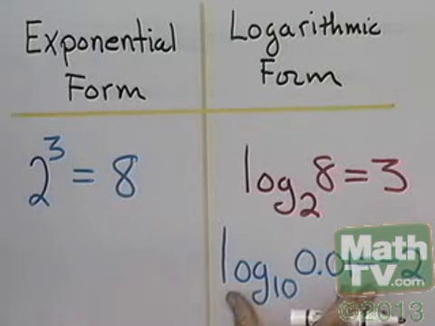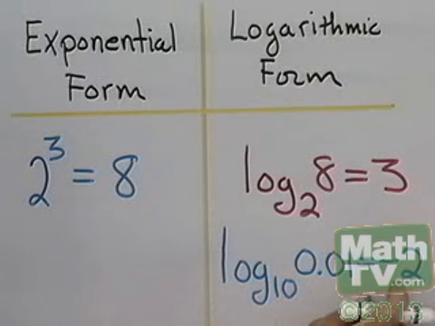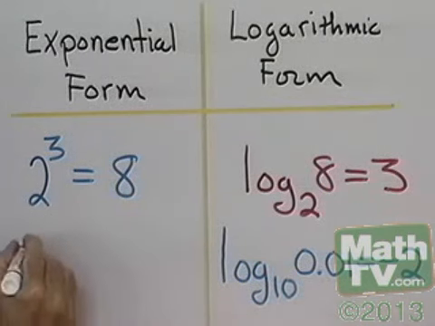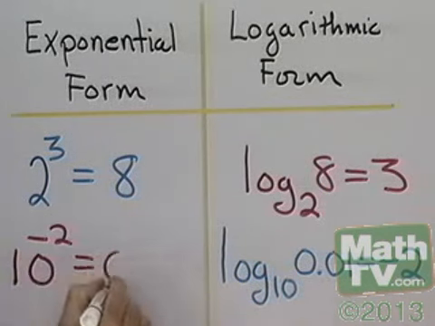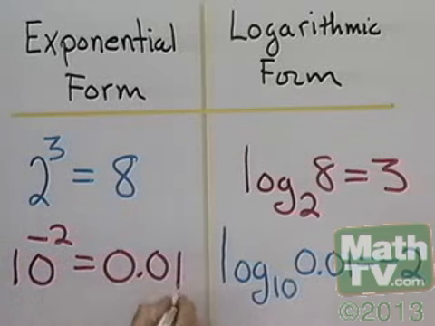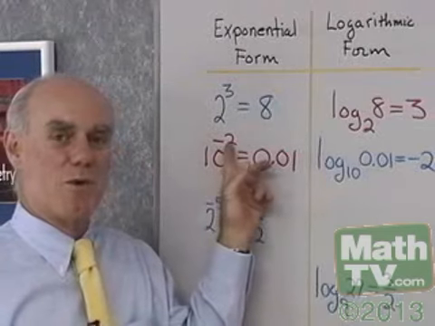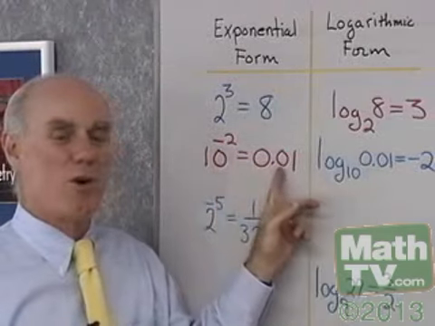Here I have logarithmic form, log base 10 of 0.01 is equal to negative 2. I'll write that in exponential form by saying 10 raised to the negative 2 is 0.01. Now, is that a true statement? And the answer is yes, that is a true statement. 10 to the negative second is 1 over 100, which is 0.01.